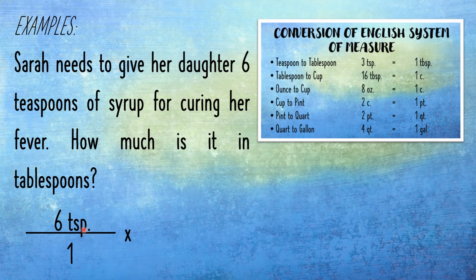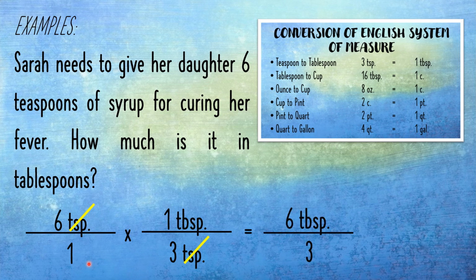I-cancel natin ang teaspoon dito by writing the 3 teaspoon here on the denominator. So, that will be 3 teaspoon and the numerator will be 1 tablespoon. Cancel the unit of teaspoon, multiply. 6 times 1 tablespoon is 6 tablespoons over 1 times 3 is 3. 6 tablespoon is over 3 is equal to 2 tablespoons. Therefore, 6 teaspoons is equal to 2 tablespoons.